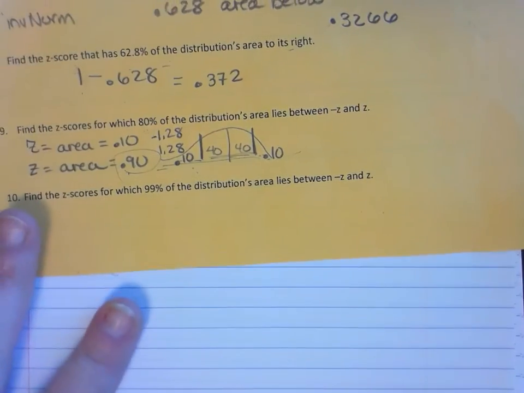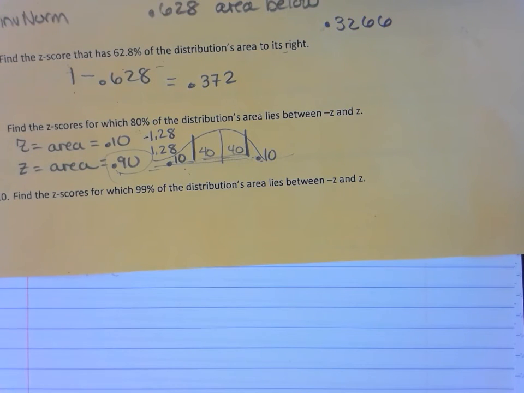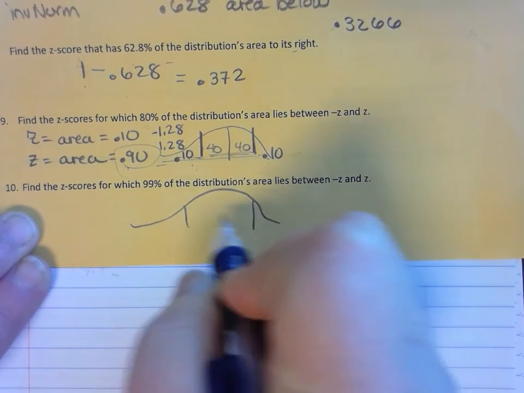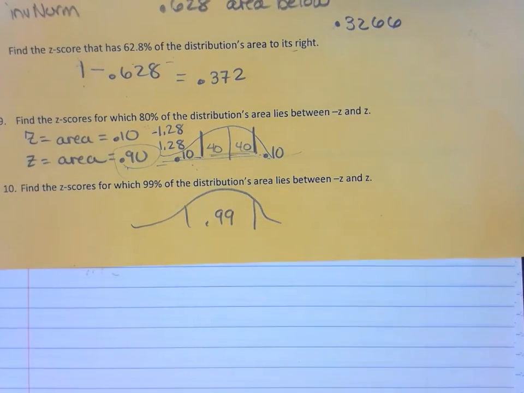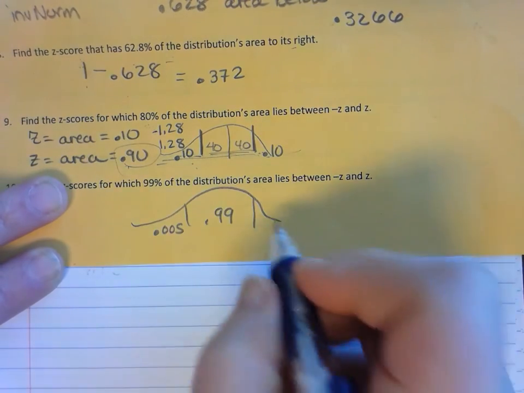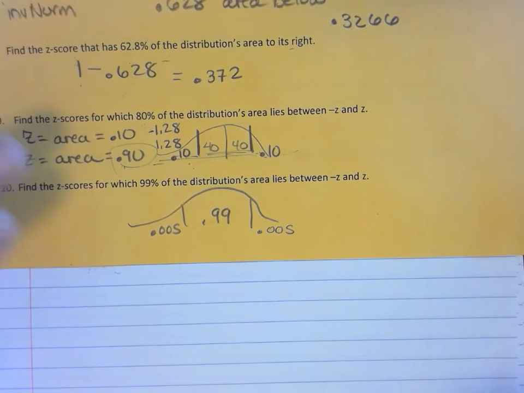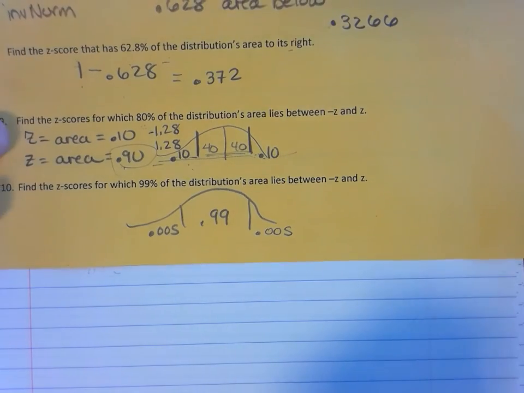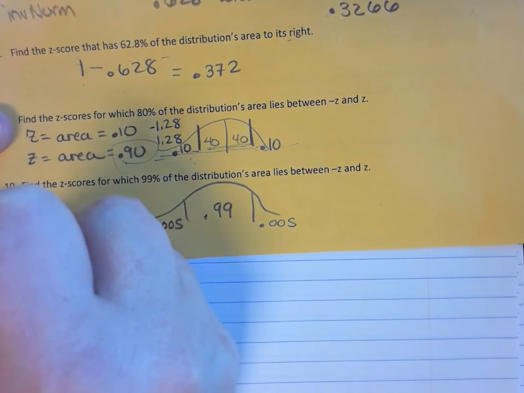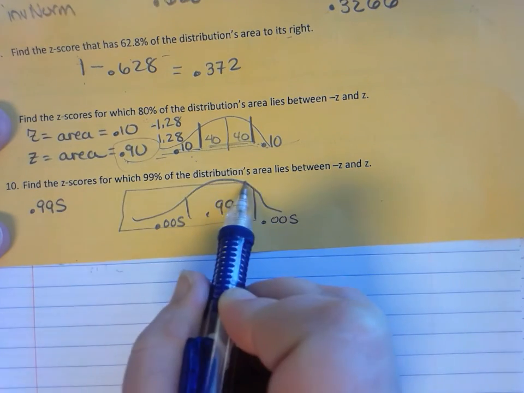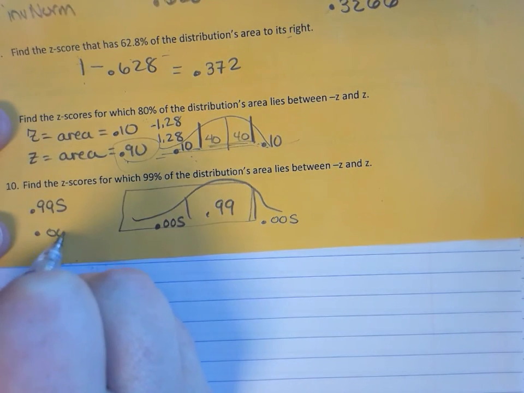So for this last one, we're going to do the same thing when we're doing 99%, right? In between, there's 99%, right? So there's 1%. So this area is going to be 0.005, right? And this area is going to be 0.005, right? So one of them is going to be 0.995, because we want to find this, right? And then one of them is going to be 0.005.